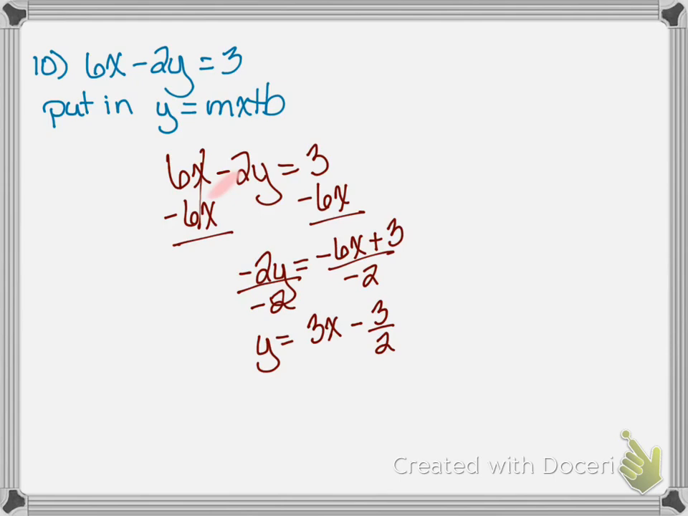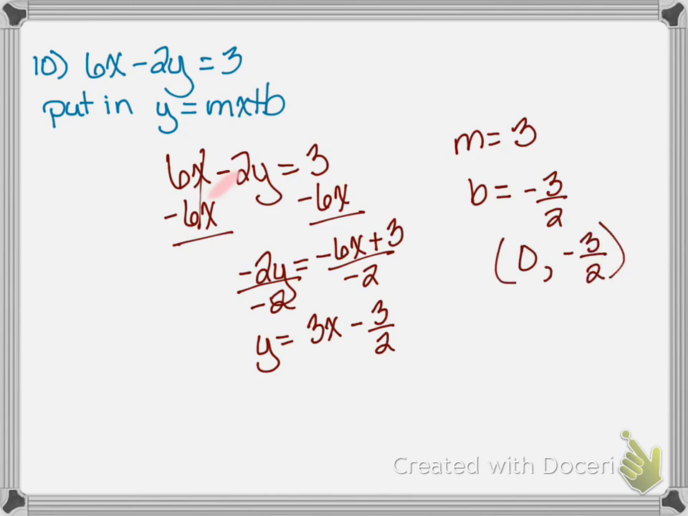for number 10, is 3. And my y-intercept, or my b value, is negative 3 over 2. And if I were writing that as an ordered pair, I would write that as (0, negative 3 over 2). That's how that is. And I don't think it's asking us to graph it. It is not.